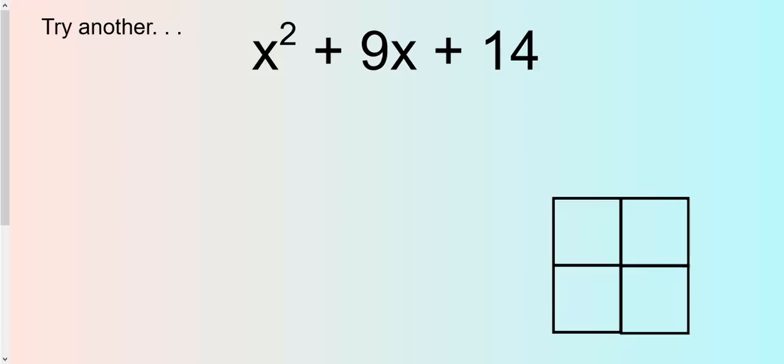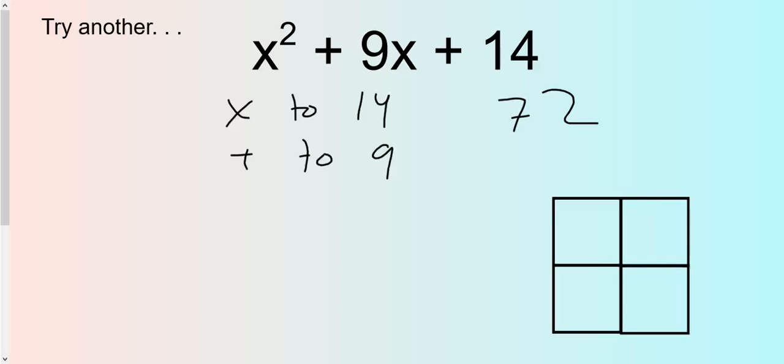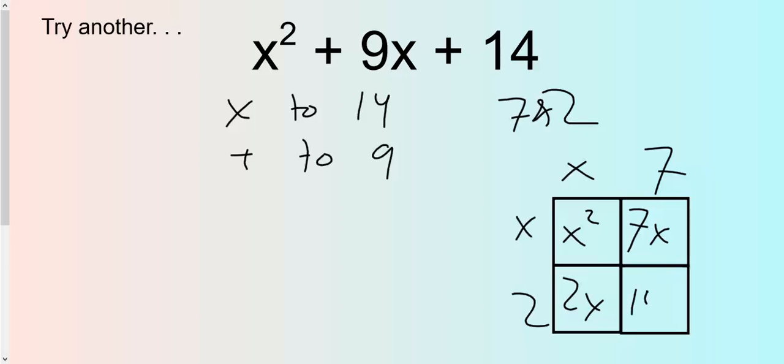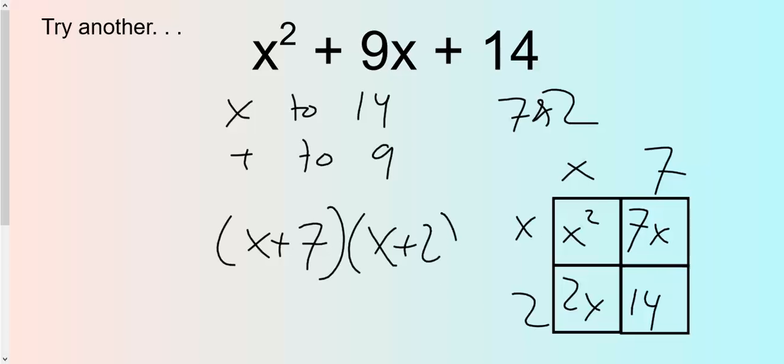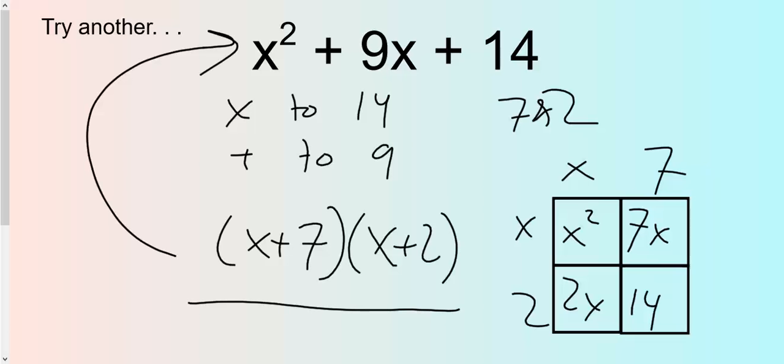So basically ask yourself, what two numbers will multiply to 14 and will add to 9? Well, 7 and 2 will multiply to 14 and add to 9. So x plus 7, x plus 2. You can verify this here using the box. You don't need to, but it's a way for you to check that you've actually done it correct. So x plus 7, x plus 2. These two numbers here will multiply to that right there.